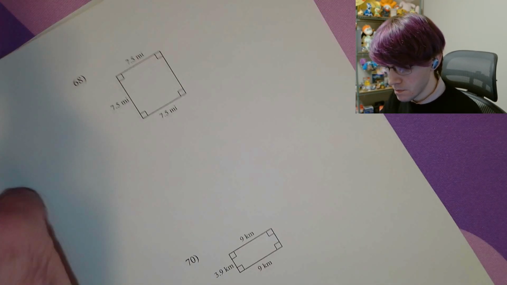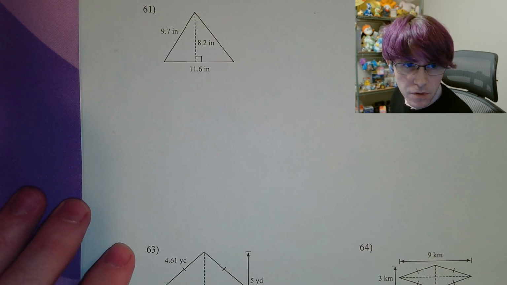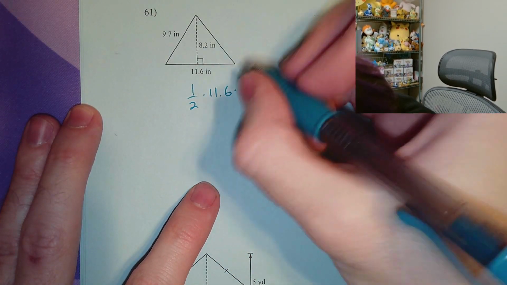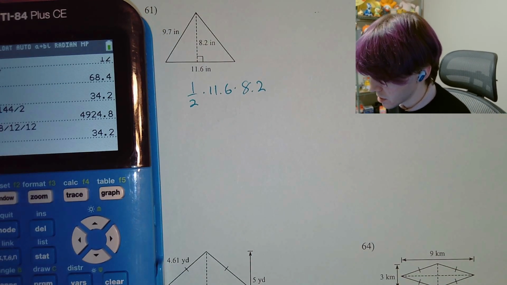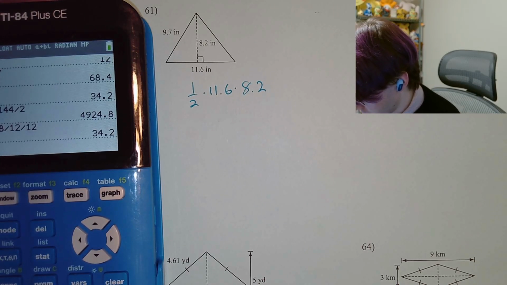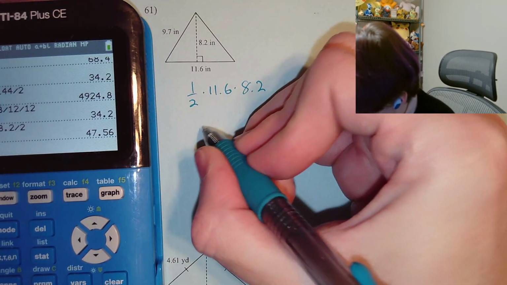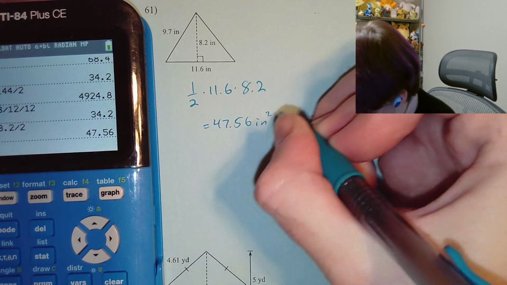All right. Here we go. 61. We're getting to the end here. We have another triangle. 1/2 times the base times the height that is perpendicular to the base. The other number is useless. 1/2 times 11.6 times 8.2. So 11.6 times 8.2 divided by 2, and we end up getting 47.56 inches squared.